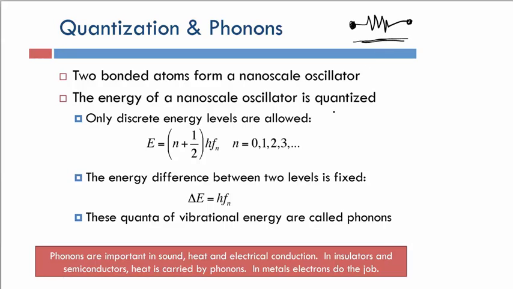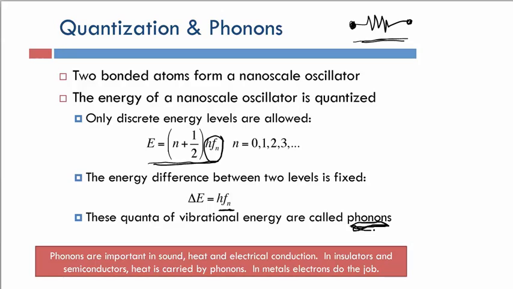The energy of the oscillator, we found, was quantized, so only certain energy levels were allowed, and those were given by this equation here, where we saw that the separation between energy levels had to do with this hf_n quanta, so to speak. The energy difference between the two levels is always fixed, so it's always hf_n, where f_n is the natural frequency of vibration. We have a name for these quanta, these hf_n bits of energy, and these are called phonons.